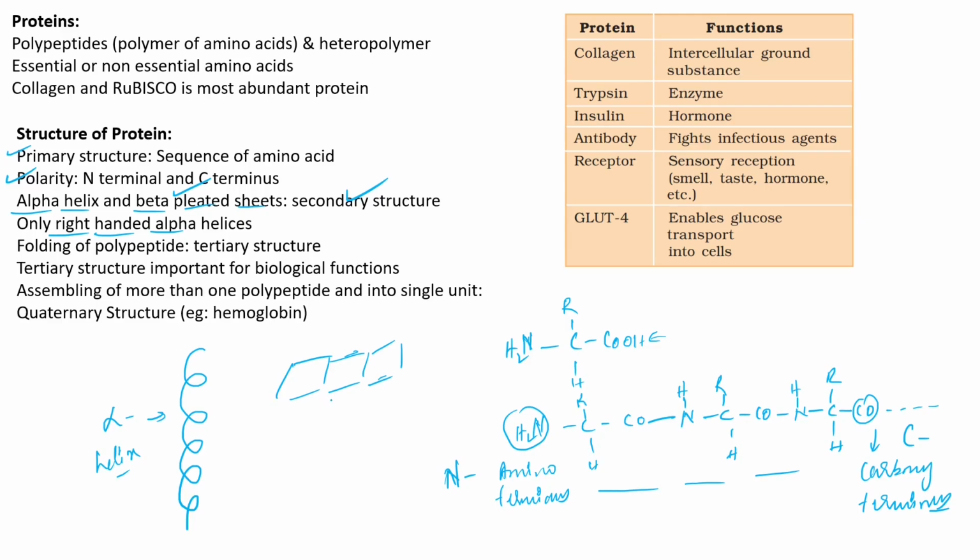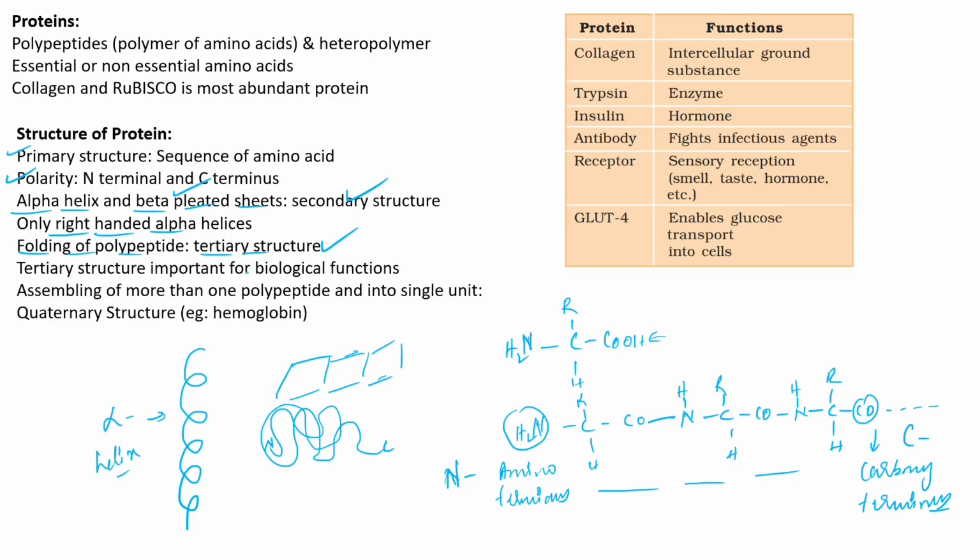Okay, yes. So the next, third level of organization we are having is the tertiary structure. In the case of tertiary structure, what happens is that the protein actually folds into a loop-like structure. This is the N terminus and this is the C terminus. So the folding property of the polypeptide is considered to be the formation of tertiary structure.